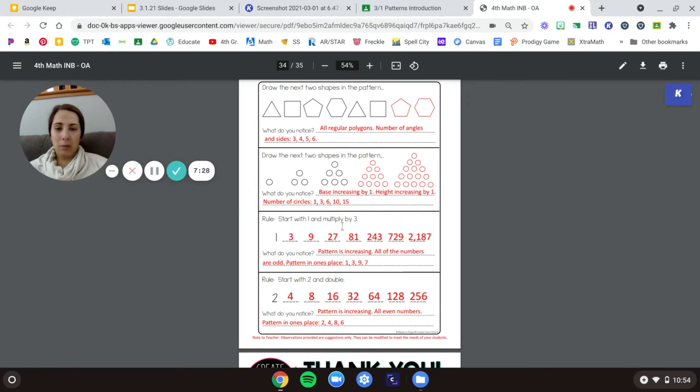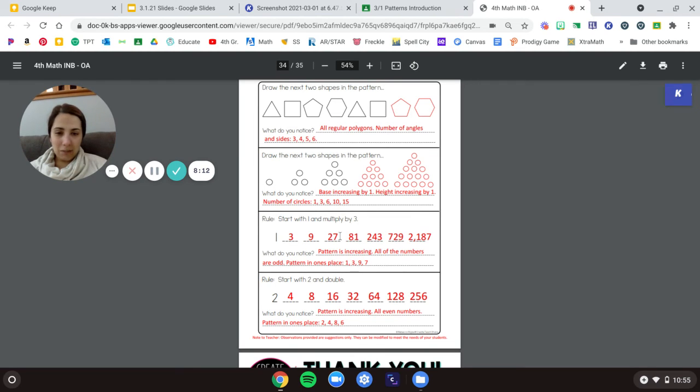For multiplying by 3, we have 1, 3. 3 times 3 is 9. 9 times 3 is 27. 27 times 3 is 81. 81 times 3 is 243. 243 times 3 is 729. 729 times 3 is 2,187. So our pattern is definitely getting bigger. It's increasing. All of the numbers are, what kind of numbers do you notice? They're all odd numbers. And we can see that pattern in that ones place repeats, kind of like we talked about before. 1, 3, 9, 7.